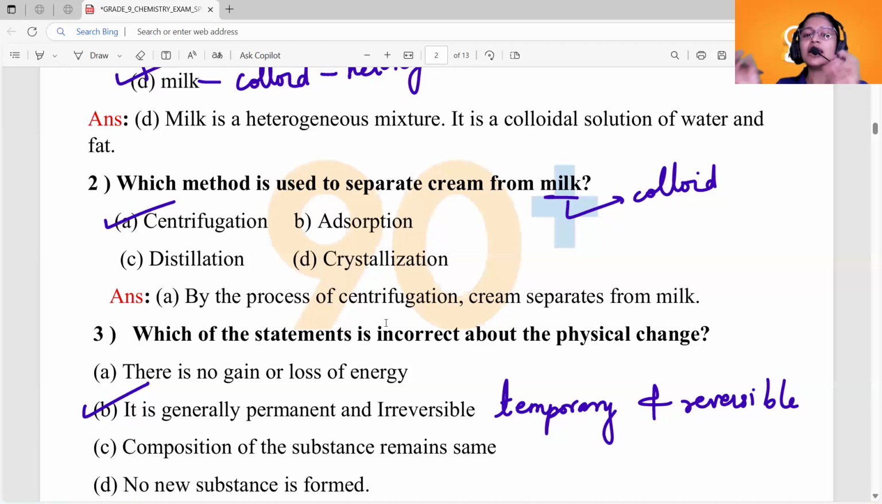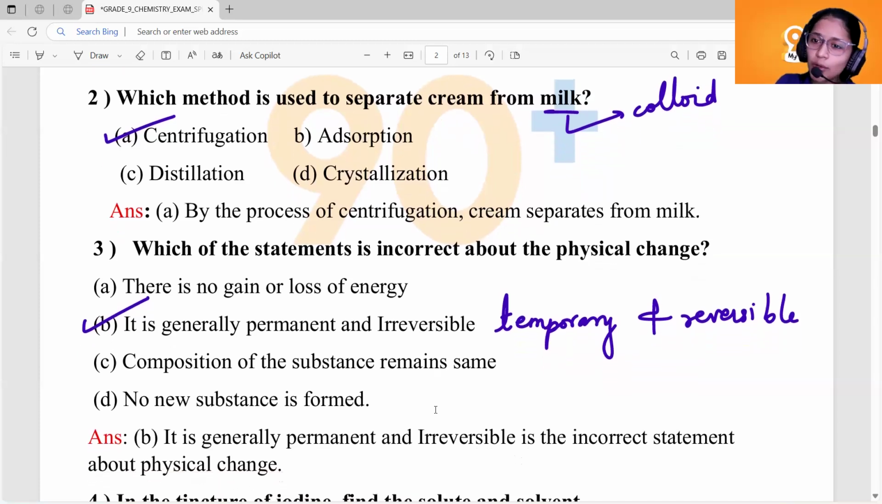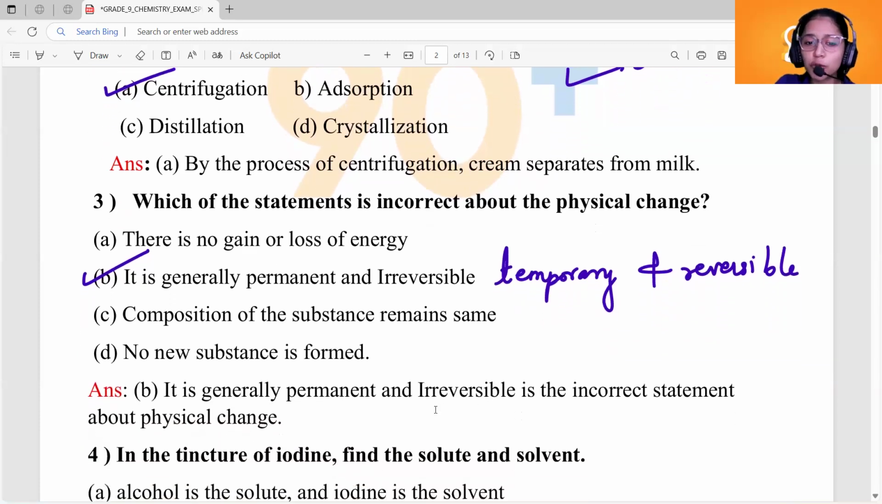What does the question say? Question says to mark the incorrect statement. So from the options given, the incorrect statement is option B, and therefore option B is our correct answer. Okay, so we'll move on to the fourth question.